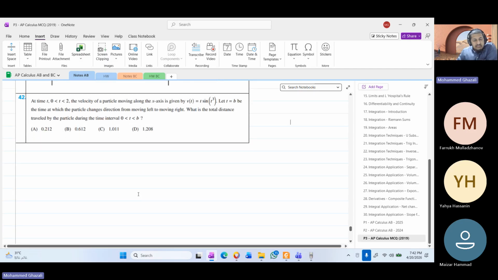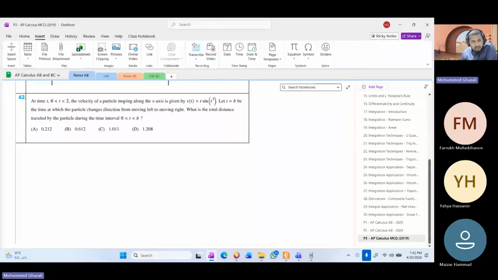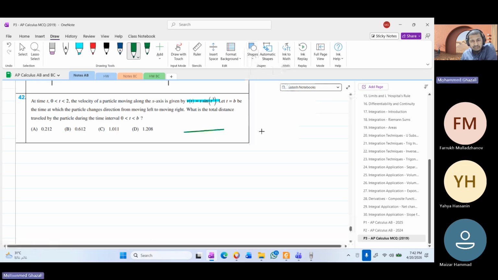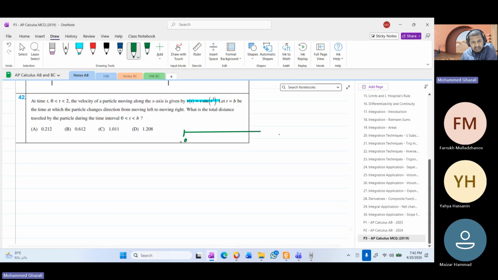At time t from 0 to 2, the velocity of the particle moving along the x-axis is given by this. Let t equals b be the time at which the particle changes direction from moving left to moving right. So I want to draw a number line, okay? Try to make sense of this problem. First of all, the time is from 0 to 2.